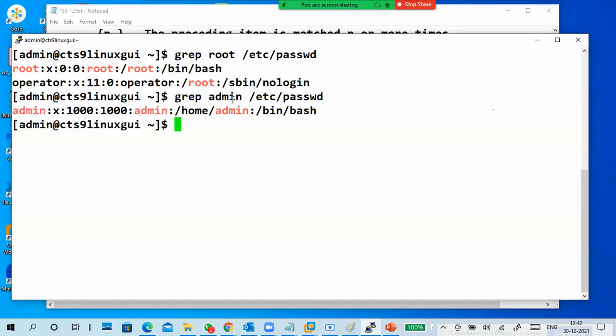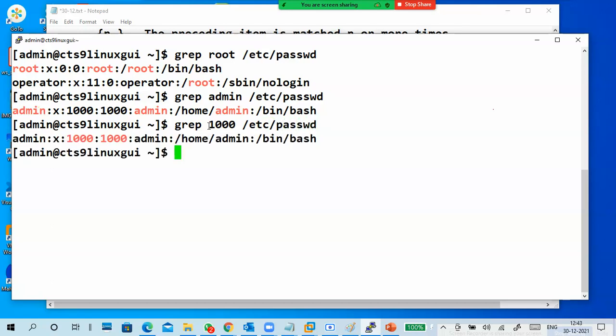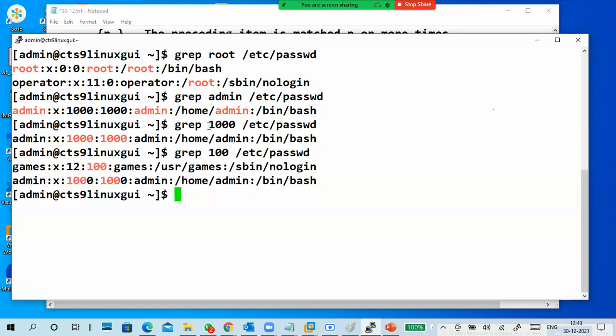Now see, only one line having admin. Okay, only one word having admin. As you ask, can we search with numbers? If there is some number, like maybe 1000, slash etc slash passwd. So that is a 1000 number. Maybe if you search for 100, okay, some pattern match.